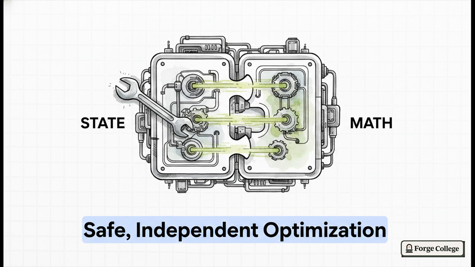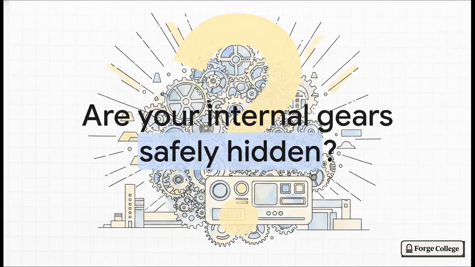You'll be able to optimize the account utilities or fine-tune those math utilities entirely independently without worrying about breaking unrelated logic. Structure literally unlocks performance. So I want to leave you with this final architectural thought. As you review your code today, ask yourself, are your internal gears safely hidden behind a minimal control panel? Keep those internals safe and keep your public API clean.